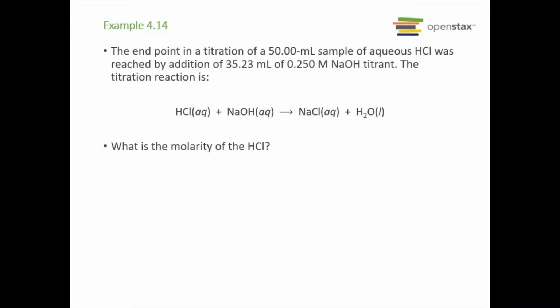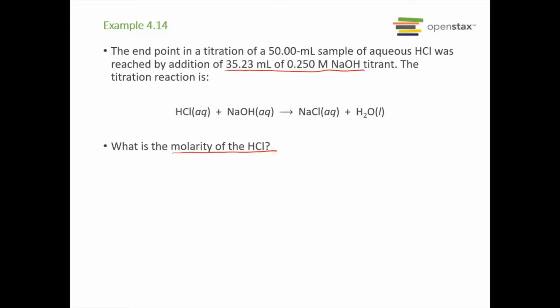So let's look at an actual example of how we're going to do this for your homework and exams and lab and everything. The endpoint in a titration of a 50 milliliter sample of aqueous hydrochloric acid was reached by addition of 35.23 milliliters of 0.250 molar sodium hydroxide titrant. Then they give you the reaction, and we want to know the molarity of the hydrochloric acid. This is one of those problems.